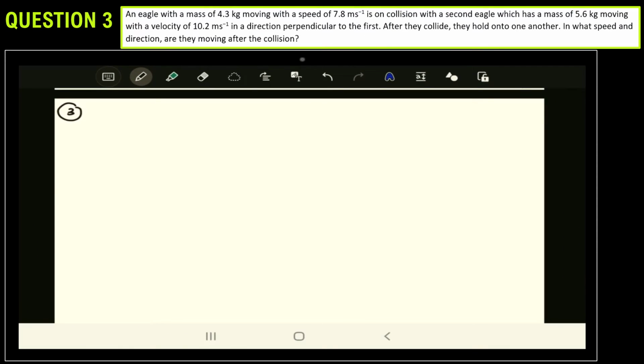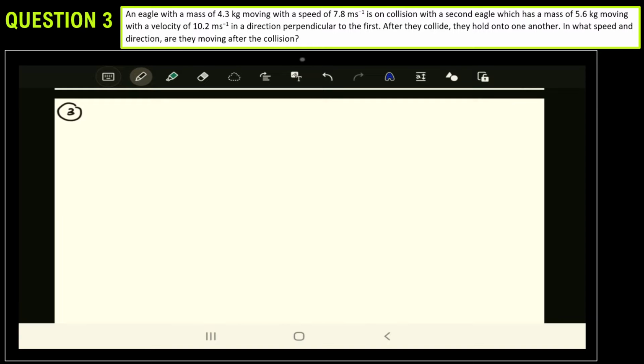Okay, question number 3, we have an eagle. Oh, I have to draw the eagle. Sorry if I don't draw the eagle. So we have an eagle with a mass of 4.3 kg moving with a speed of 7.8 meters per second, on collision with a second eagle which has a mass of 5.6 kg with a velocity of 10.2 meters per second in a direction perpendicular to the first eagle.